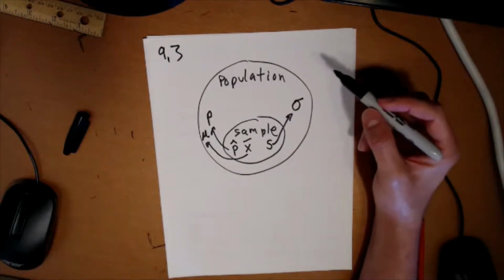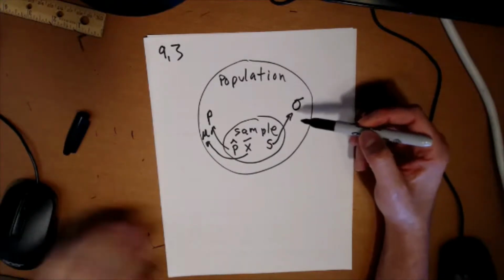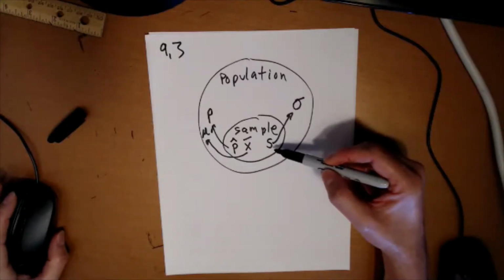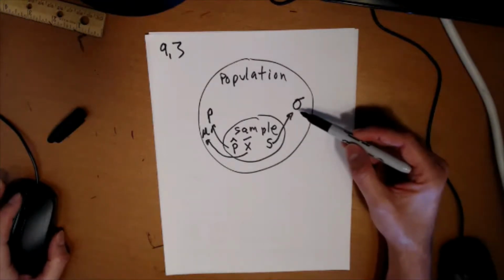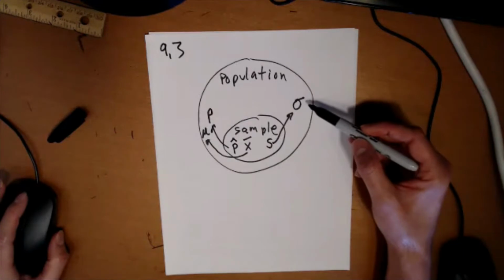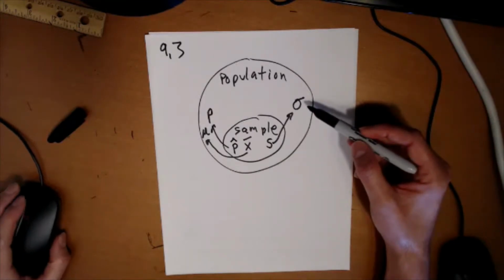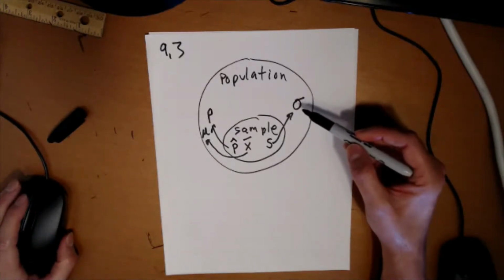So look at that little worksheet I gave you on page 1 and just make sure that we're cool with the vocab. S is the sample standard deviation. S squared is called sample variance. Sigma is our population standard deviation. Sigma squared is our population variance. And then they give us some formulas. It looks scary at first, but it's no big deal. Also up top it says no magical calculator shortcut.